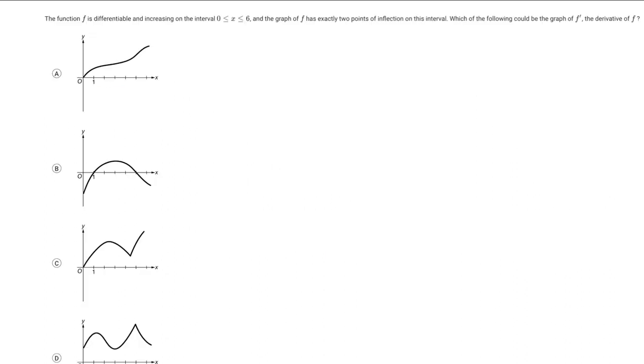All right, the function f is differentiable and increasing on the interval, and the graph has exactly 2 points of inflection. Which of the following could be the graph of f prime? So we're looking for an f prime that will give us 2 inflection points of our original function. The first thing is we know our function's differentiable, so the derivative is going to exist, and it's increasing. If my original function is increasing, my derivative is always positive, which immediately eliminates this one.